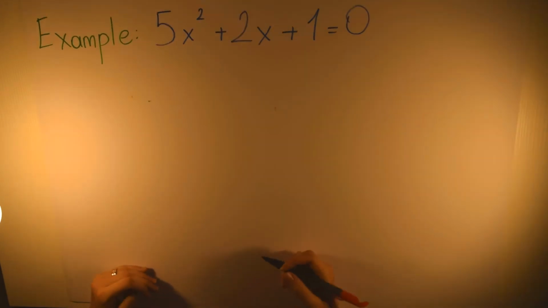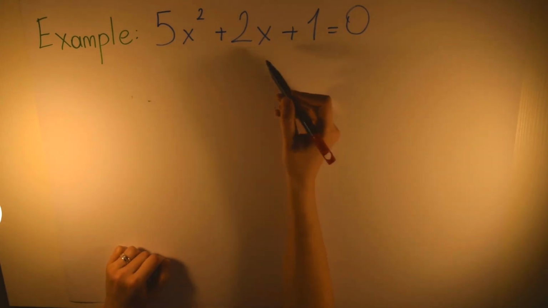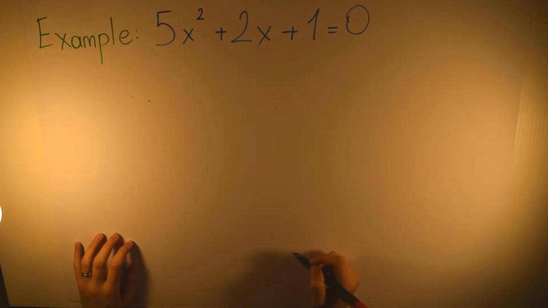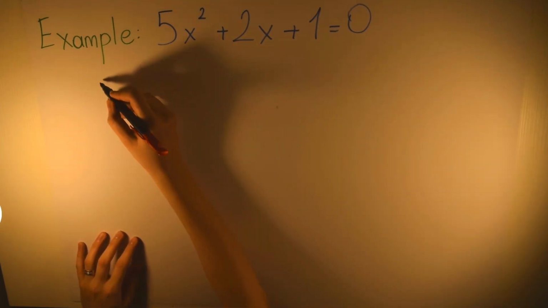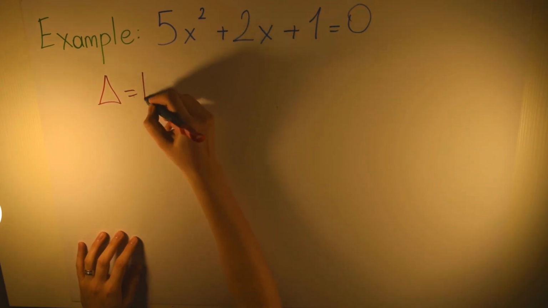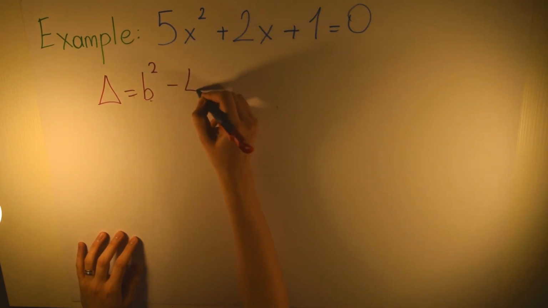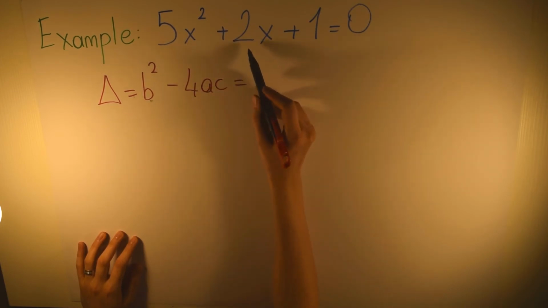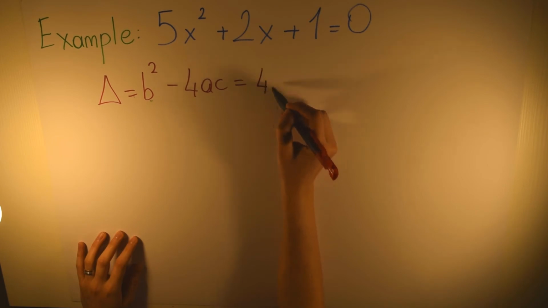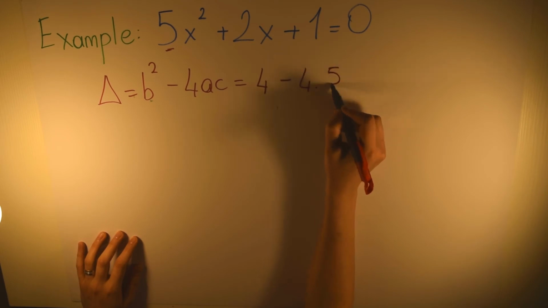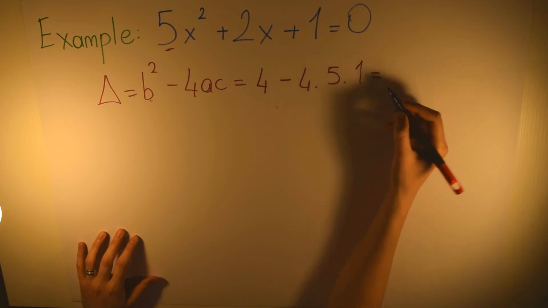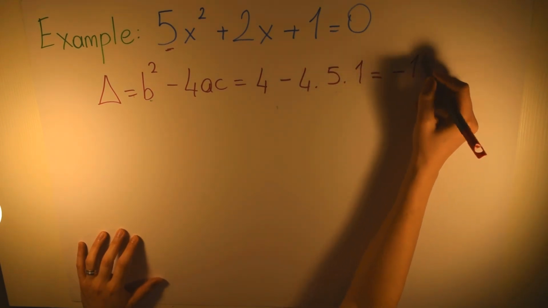Let's look at this example. Here we have 5x squared plus 2x plus 1 is equal to 0. So what is our first step? First step, we will find our discriminant, right? So it is equal to b squared minus 4ac, where our b is 2. So 2 squared, it's 4 minus 4 times our a is 5 times 1. So this is equal to 4 minus 20, which is equal to minus 16.